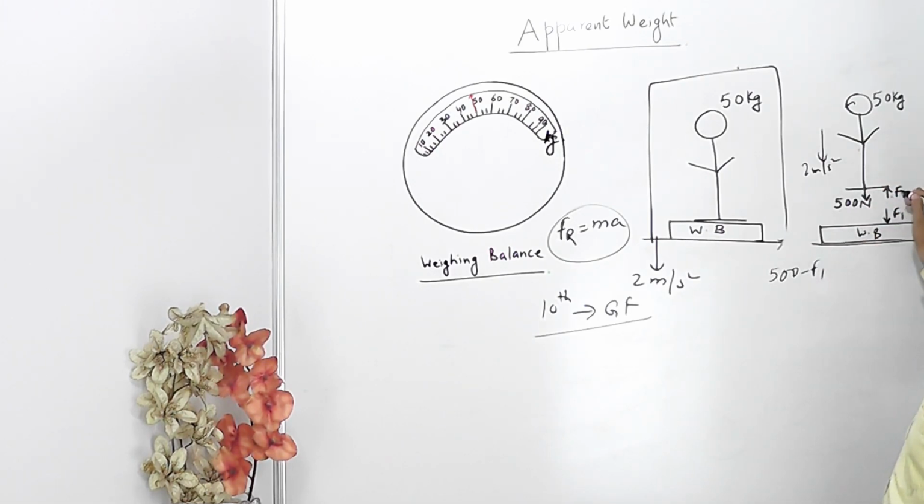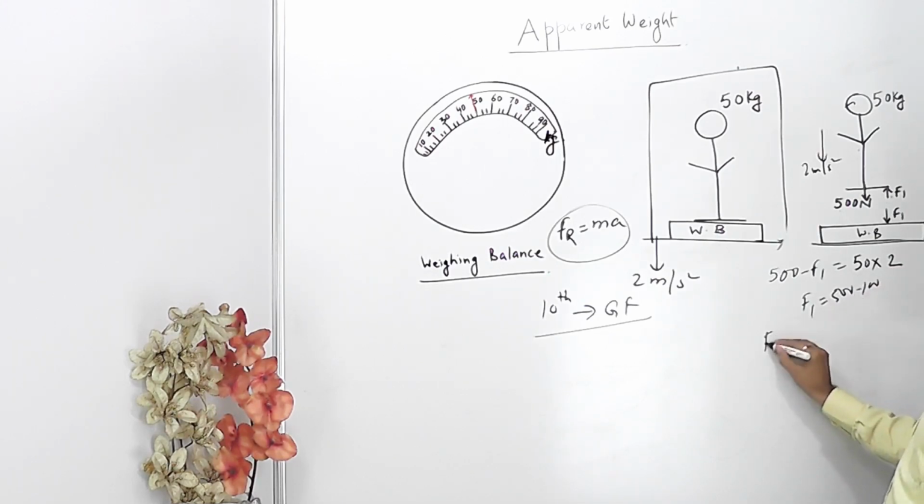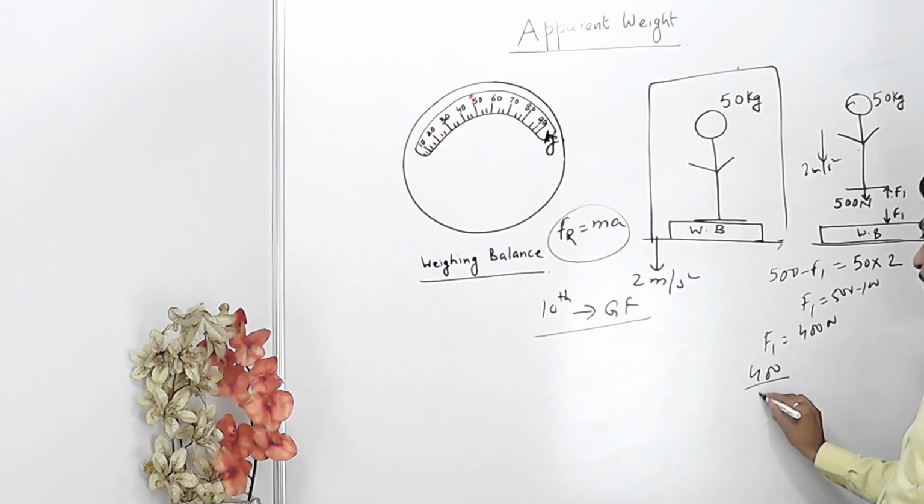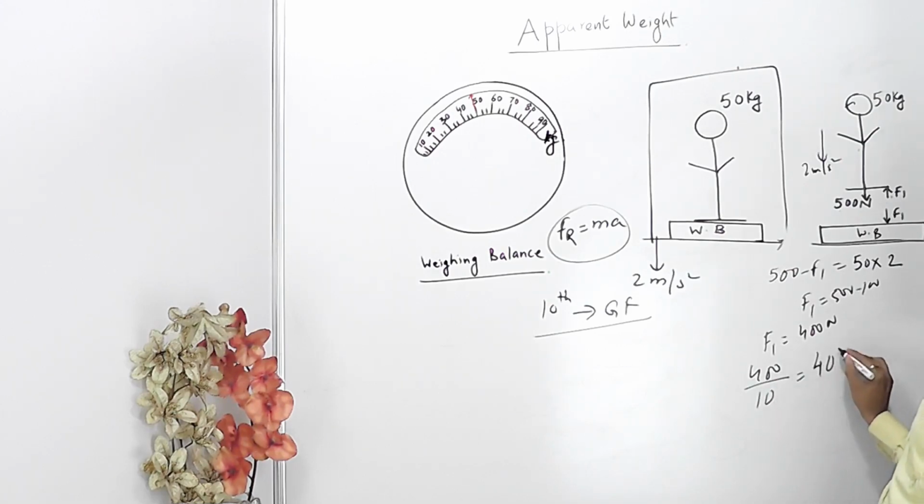Our aim is to find the value of F1. As soon as we find the value of F1, the reading is known. So 500 minus F1, this net force, is equal to mass is 50, acceleration is 2 meter per second square, this is 100. So F1 is equal to 500 minus 100. So F1 is equal to 400 Newton. Now the manufacturer divides this value by the value of G and says your weight is 40 kg. So apparent weight, it has changed.